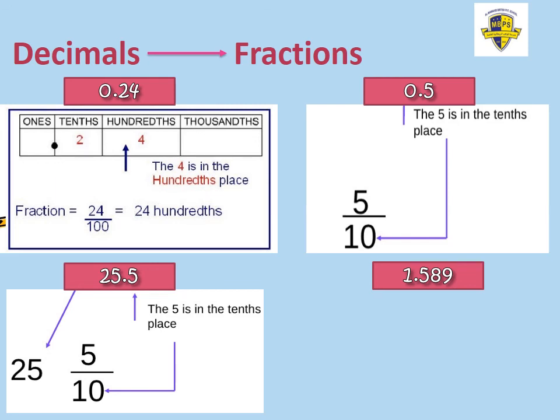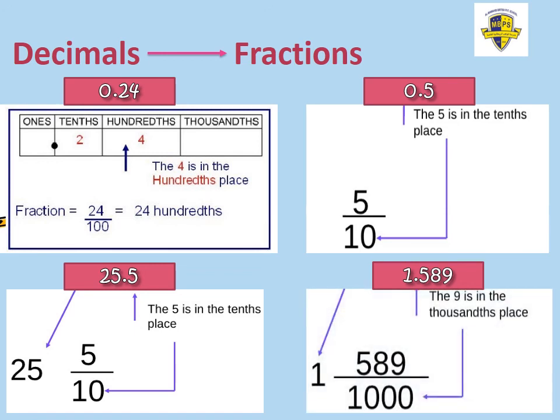The last one, 1.589. 9 in which place? In the 1000th place. Excellent. So the denominator should be 1000. 1 and 589 out of 1000. Easy.